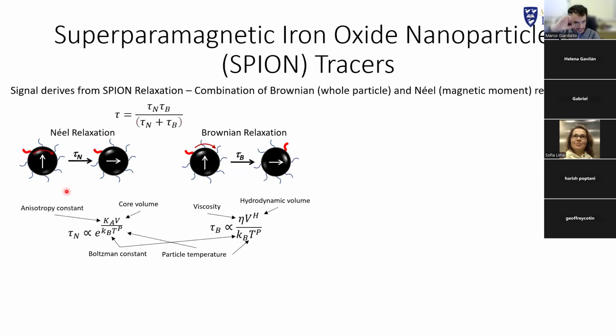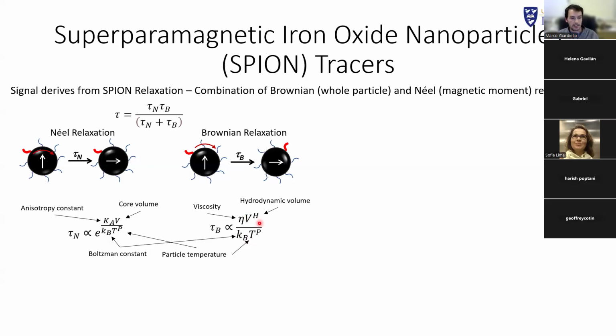So that's the flipping internally of your magnetic particle. And Brownian relaxation is the physical rotation of the whole particle, so it's the whole thing moving. As you might think logically, that is dependent on the size, the hydrodynamic volume of that particle, and the viscosity of the media that it's in. So the thicker it is, the harder for it to rotate. You would slow down your Brownian relaxation, and the larger the particle, the more that would slow down.